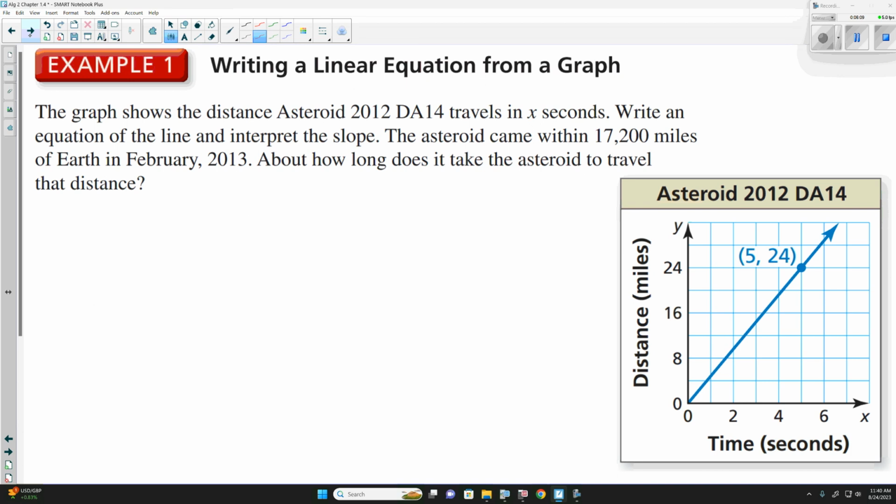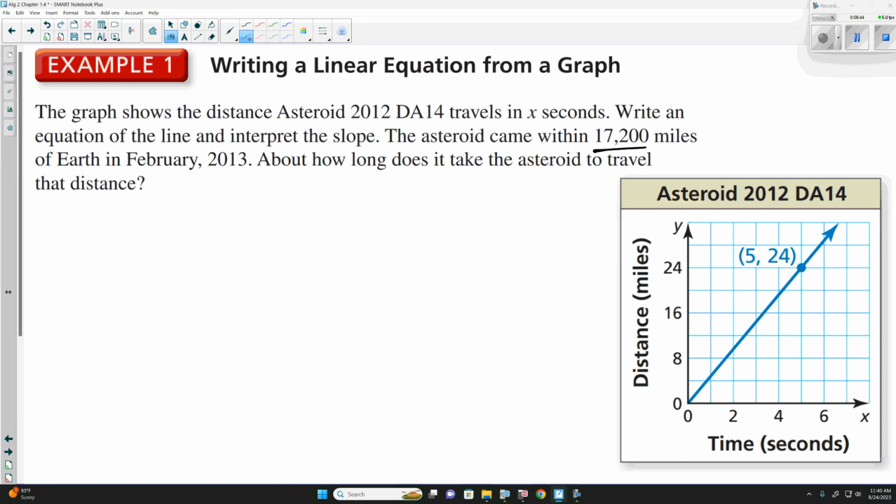All right, guys. What we're going to do first is find the equation of a line for this graph here and interpret the slope. And that's really just using words to describe what the slope is telling us. Then, the asteroid came within 17,200 miles of Earth in February 2013. About how long does it take it to travel that far? Then we want to see how long does it take this asteroid to travel 17,200 miles. So we are given a graph.